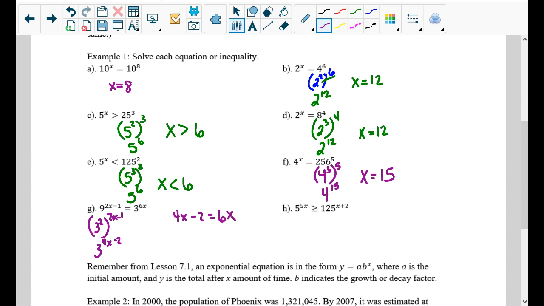And now we just solve it like with two-step equations. So minus the 4x. And so negative 2 equals 2x, divided by 2. So x equals negative 1.